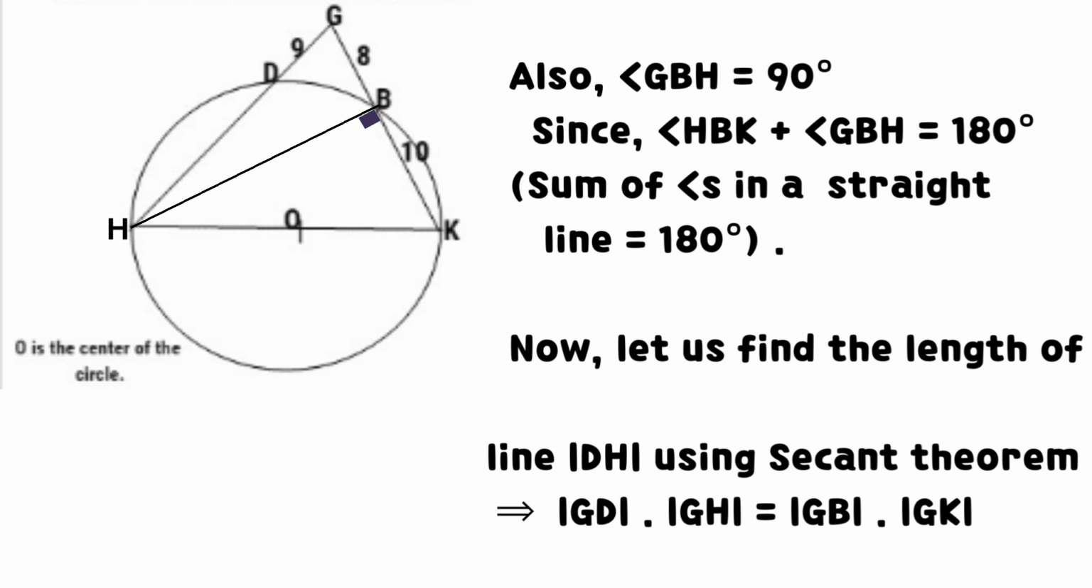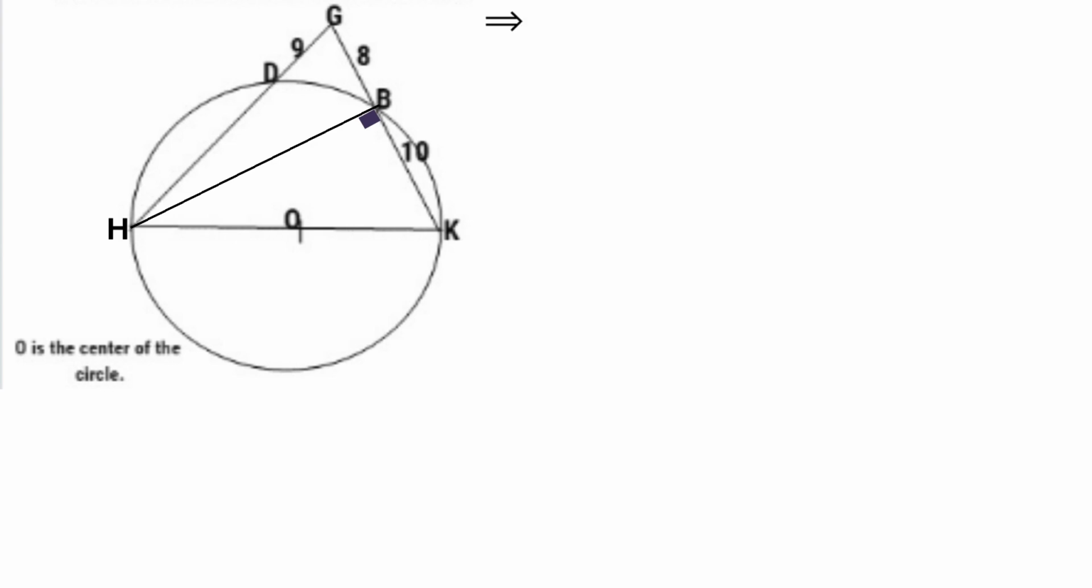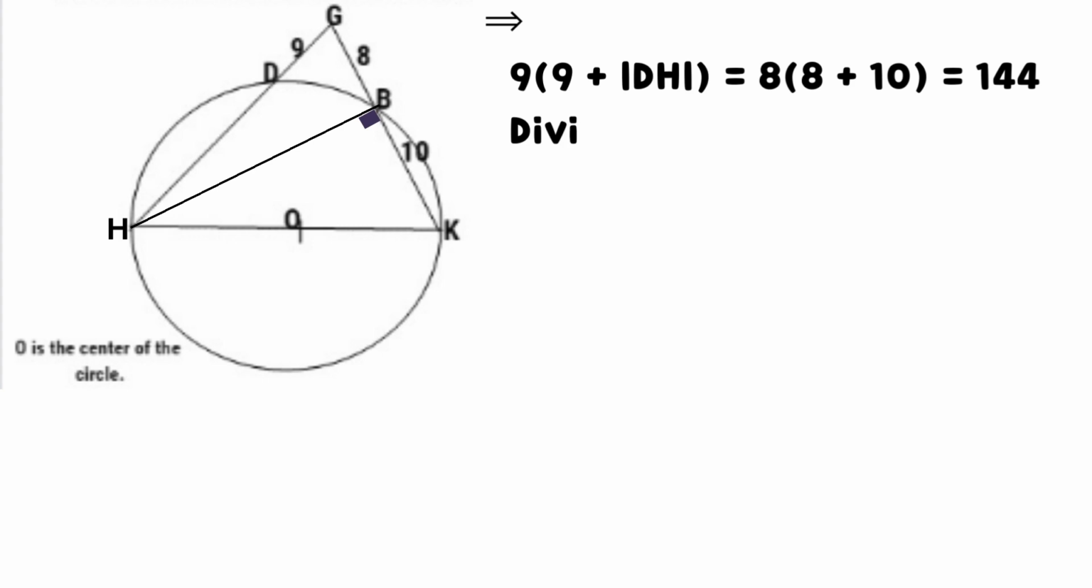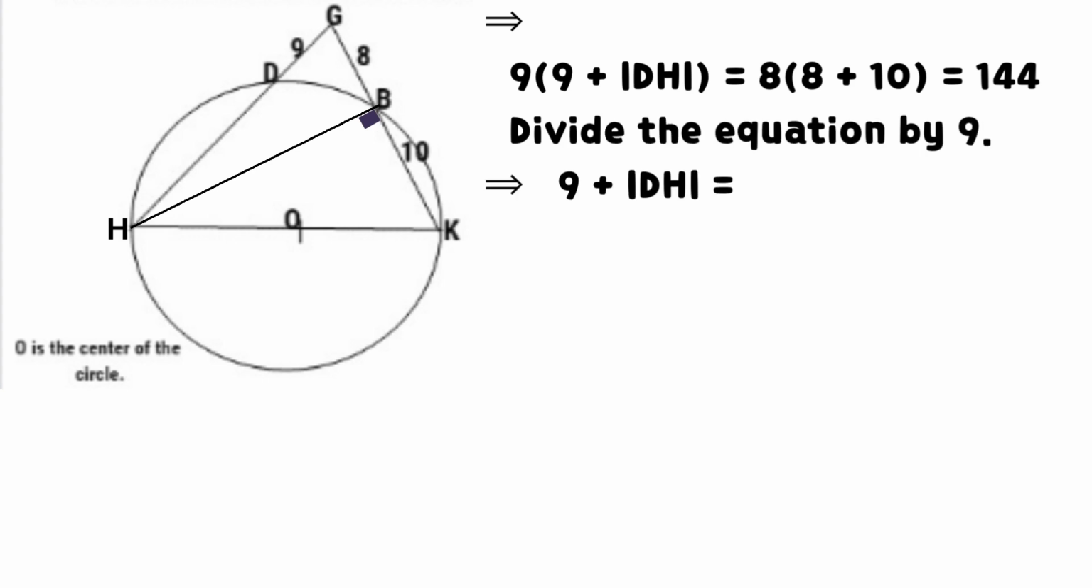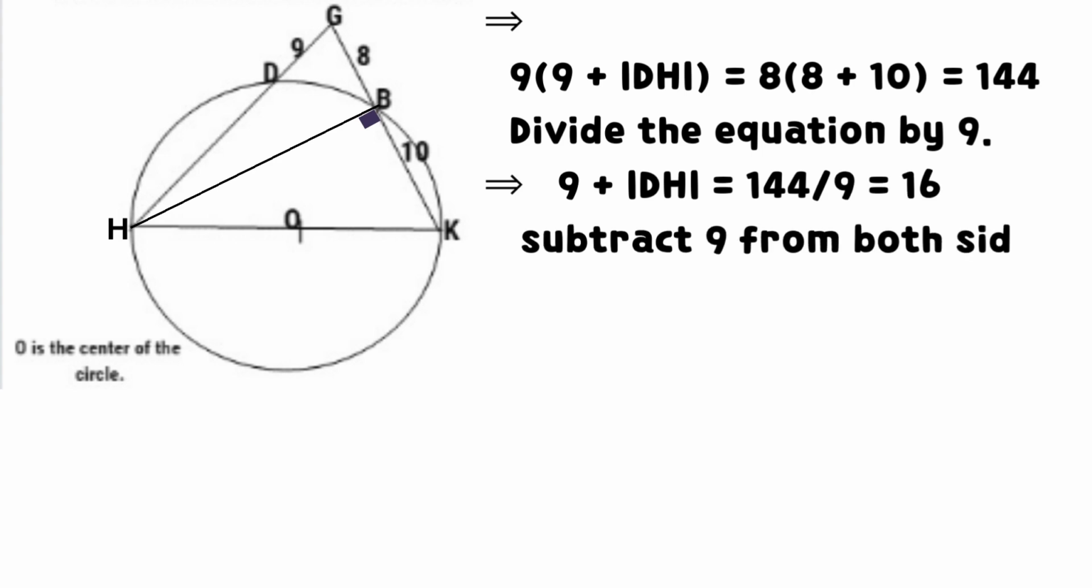Now, let us find the length of line DH using the secant theorem. It implies that the product of GD and GH equals the product of GB and GK. It implies that the product of 9 and the sum of 9 and DH equals the product of 8 and the sum of 8 and 10, which equals 144.